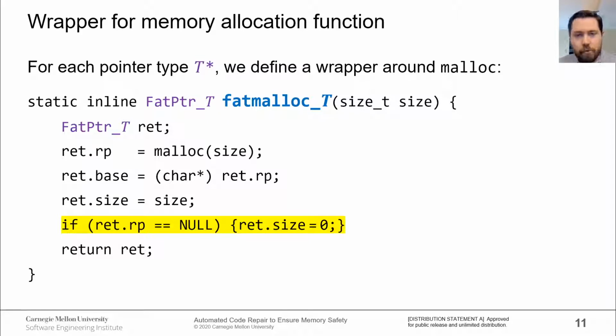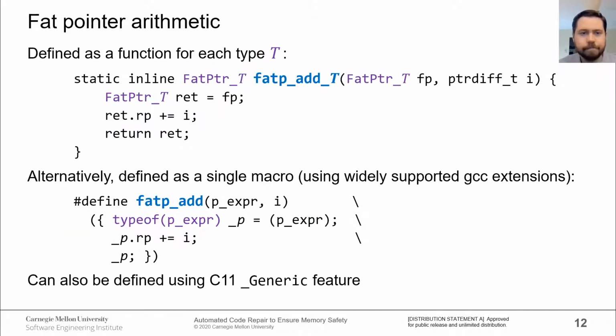For each pointer type, we define a wrapper around malloc, and if malloc returns null, then the returned fat pointer has a size of 0. For each fat pointer type t, we introduce a function fatpadd that performs pointer arithmetic on that fat pointer type. Alternatively, we can define a single macro that works for all fat pointer types, and this requires the use of widely supported GCC extensions to the C language.